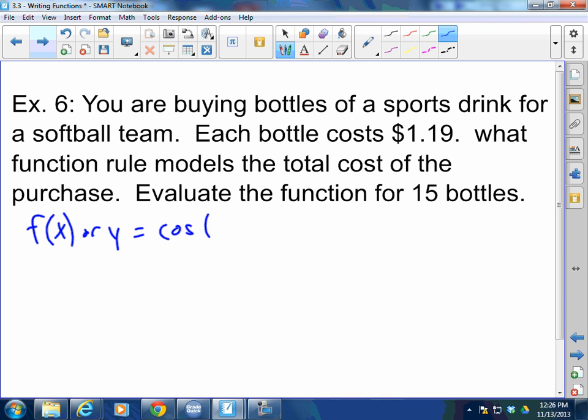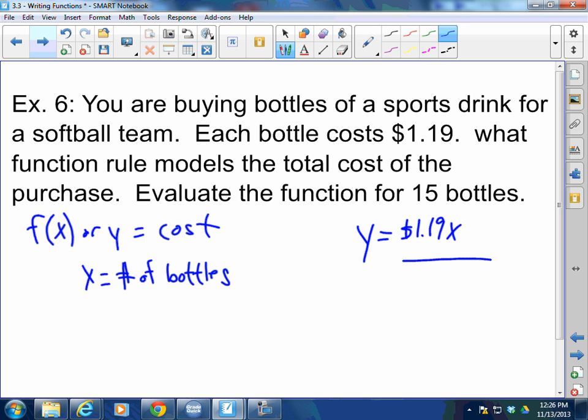Very good, son. The cost. Excellent. What's my x, my independent variable? The number of bottles you purchase. Very excellent. So what's my formula, or function rather? Y equals 1.19x. If I wanted to write it in function notation, f of x equals 1.19x.